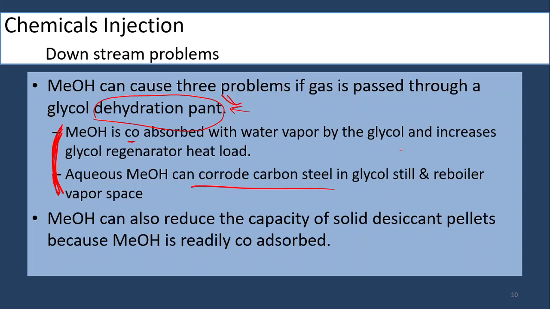Number two, it also increases the glycol regenerator heat load because it will be co-absorbed with the water in the dehydration plant. Those are the two problems with the methanol. Methanol can also reduce the capacity of the solid desiccant pellets because the methanol is readily co-absorbed into the gas dehydration plant. So that is also a problem with the methanol. So we can say methanol can create a lot of problems downstream, whereas the glycol cannot create the problem because of the regeneration, as well as glycol is a part of the dehydration.